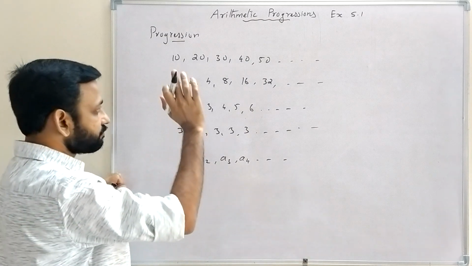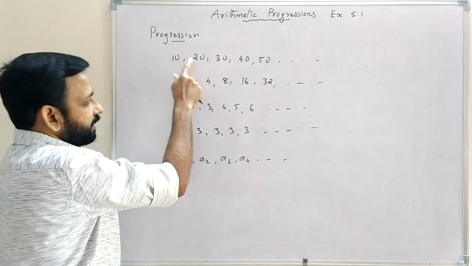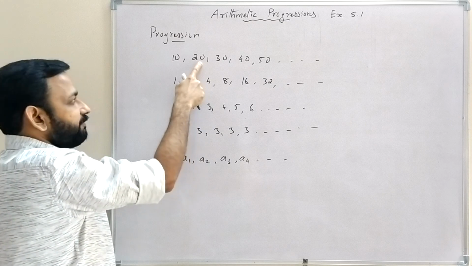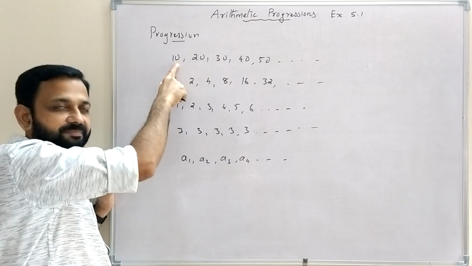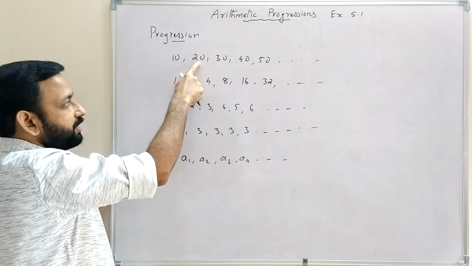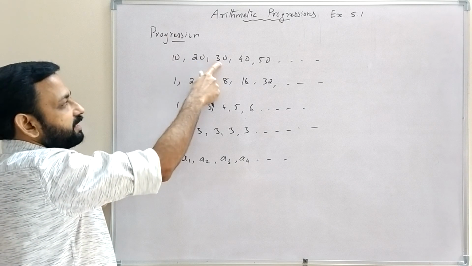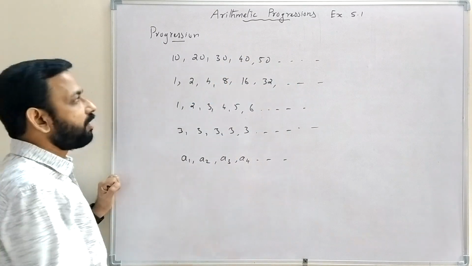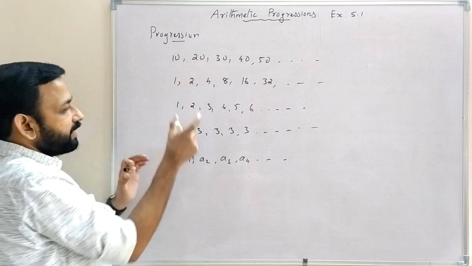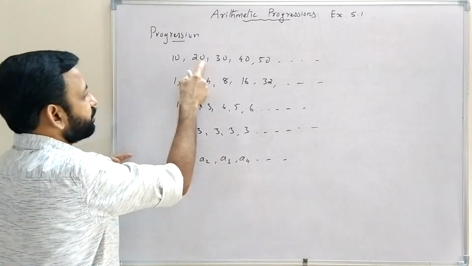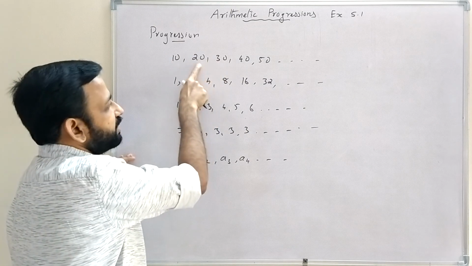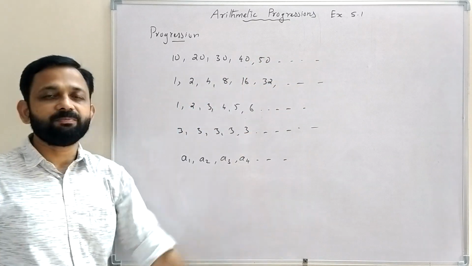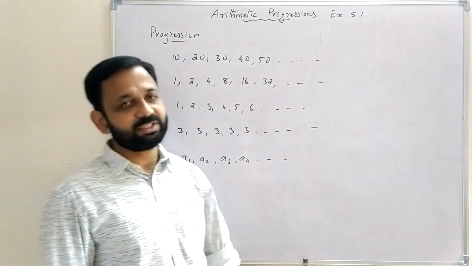And here, the first one, in this progression, each term is obtained by adding a fixed number to the preceding one. So in this progression, 20 is 10 plus 10, 30 is 20 plus 10, 40 is 30 plus 10, 50 is 40 plus 10, etc. Or we can say the difference between any two consecutive terms is the same. 20 minus 10 is 10, 30 minus 20 is 10, 40 minus 30 is 10, 50 minus 40 is 10. So that type of progressions are called arithmetic progressions.